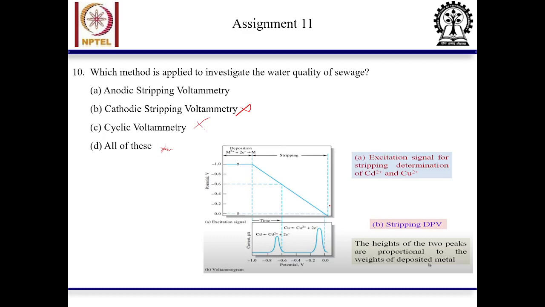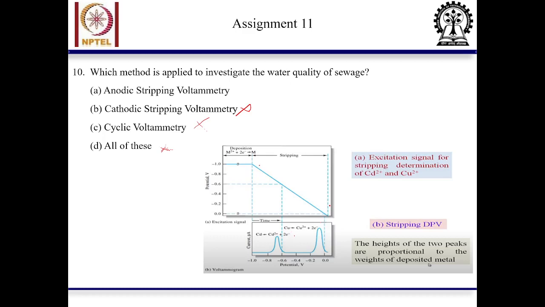Then stripping. Stripping means the metal ion you have to first deposit, which is the cathodic reaction. In anodic stripping, first you deposit the material from the solution. Suppose you have metal ions, and as the professor has given, an impurity of cadmium and copper.